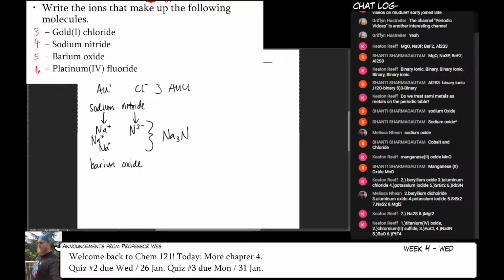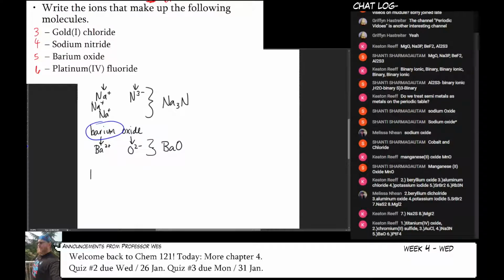Got barium oxide, so here's barium. What do you do with a dead chemist? Yeah, barium. Boom. There you go. Stupid jokes aside, you know.